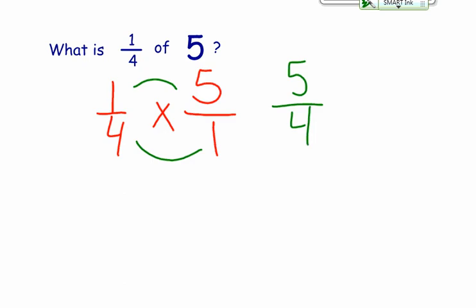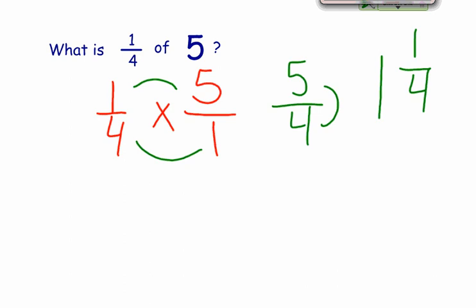And of course we can say, well, that's an improper fraction. Let's change that into a mixed number. So we're going to take this 4 and divide 5 by 4. So 4 goes into 5 one time. And we're left over with a 1. And so we're left over with a 1/4. And so by doing this method, we figured this out.